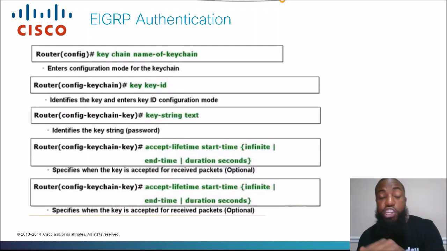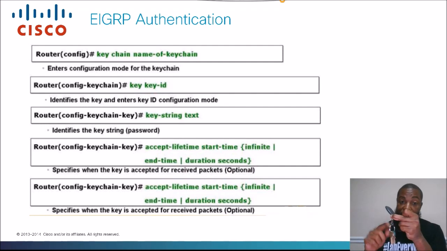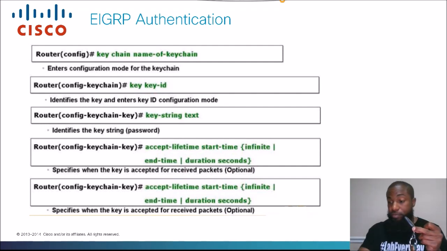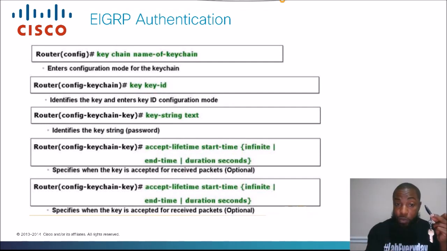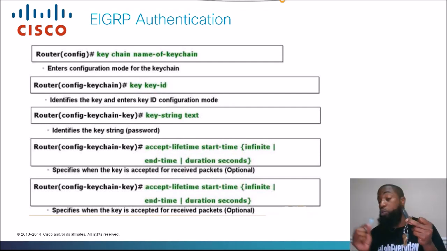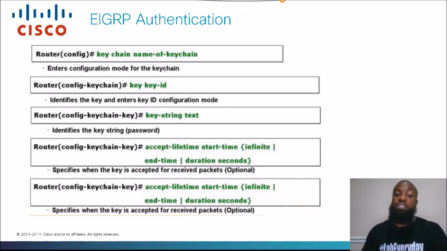Configuration. First, create the key chain. And then you give the key chain a name. Then you do a key ID. So basically the key. And then the password will be the key string. And then you create the password. That will be your key string. And then these are optional, obviously. These two right here are optional. I just realized these are both the same.